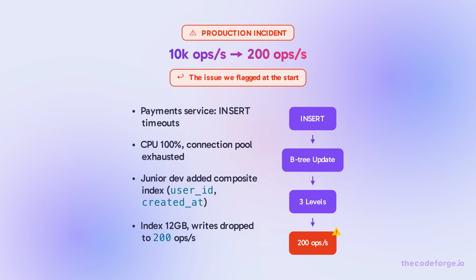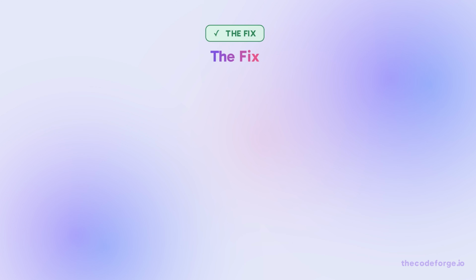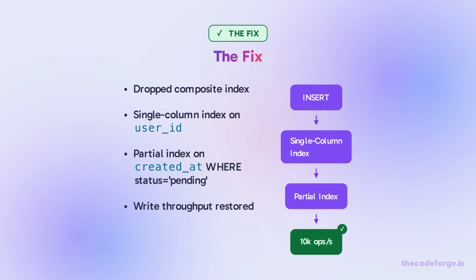A junior dev had added a composite index on userId, createdAt on a 50 million row table. The index was 12 GB, and every insert required updating 3 levels of the B-tree. Write throughput dropped from 10K ops/s to 200 ops/s. The fix was to drop the composite index and replace it with a single column index on userId only. For the reporting query that needed createdAt, we created a separate partial index where status equals pending. Write throughput returned to normal.